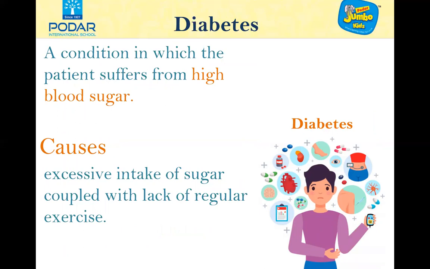Diabetes. It is a condition in which the patient suffers from high blood sugar. When we eat food, we break down the nutrients and they stay in our blood as glucose, which is nothing but sugar. This sugar level in the blood has to be maintained and balanced. Due to lack of exercise and physical activity, when the blood sugar level goes high, we call this condition diabetes.